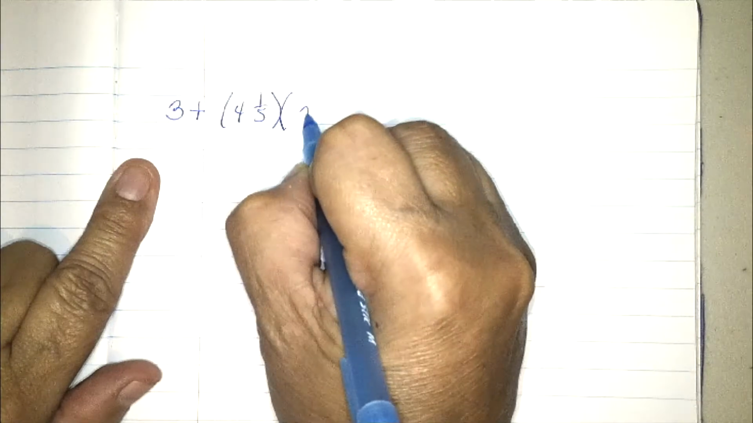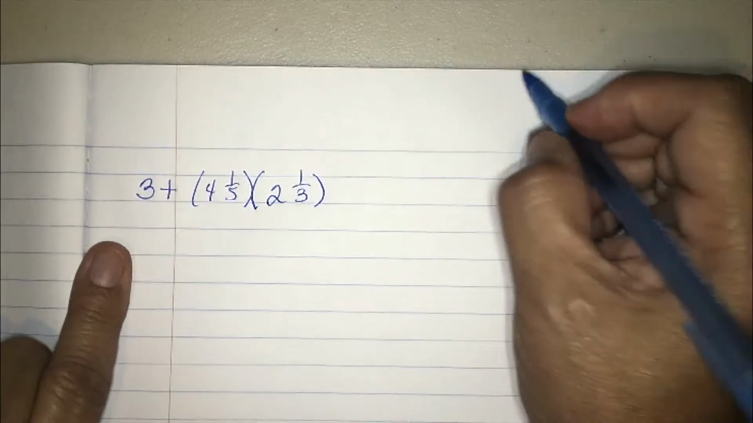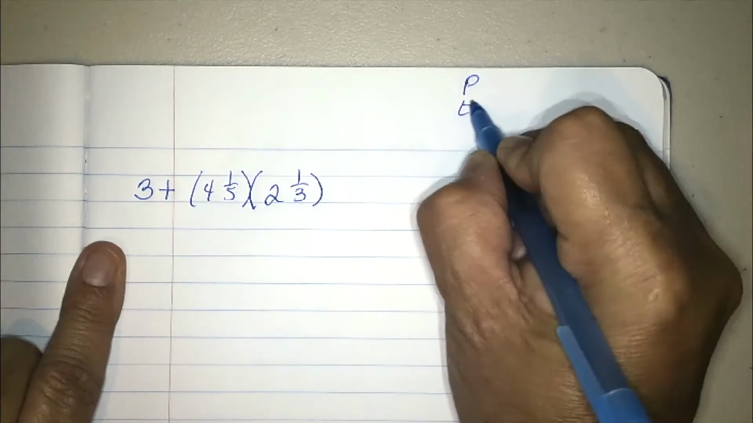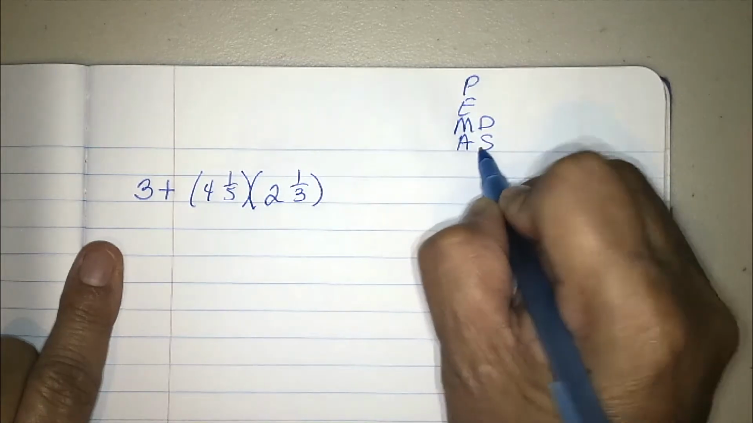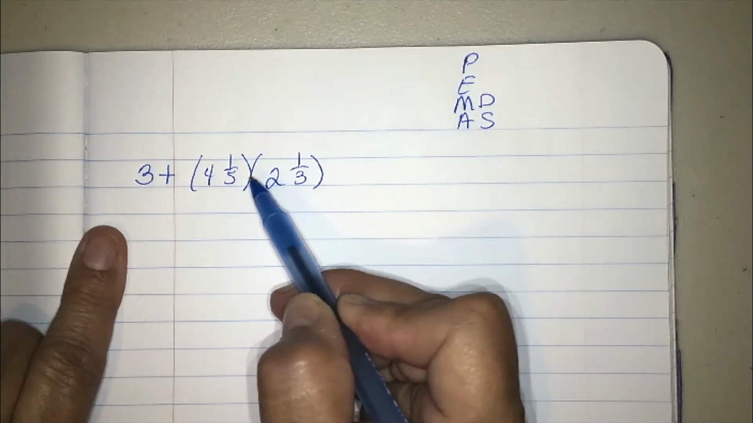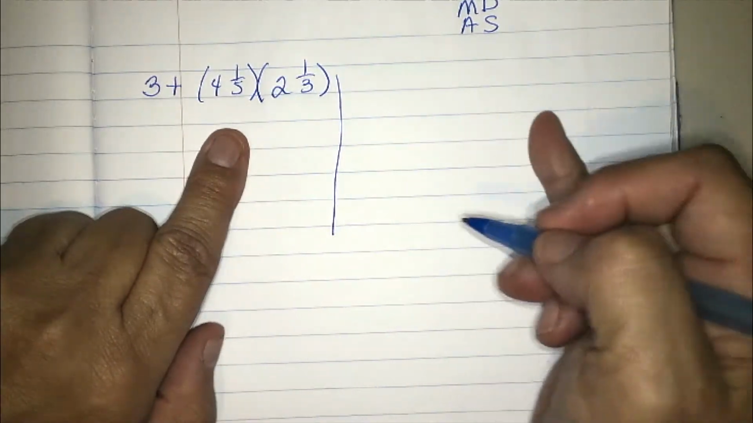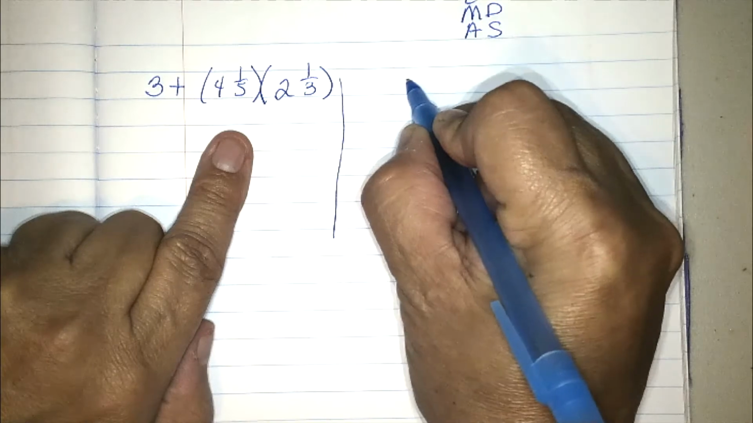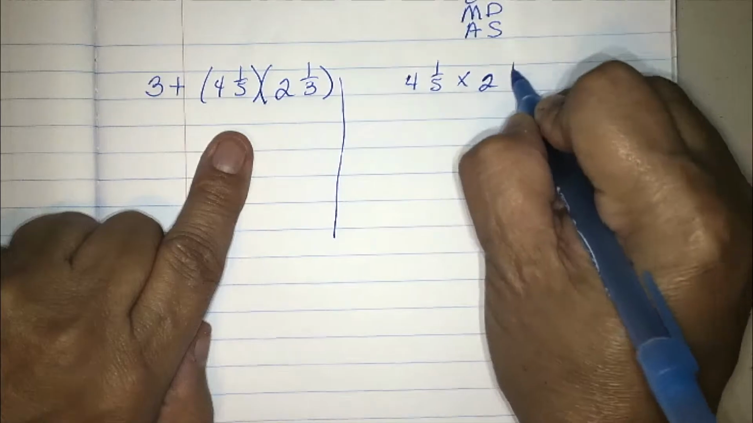I'm going to add 3 plus 4 and 1/5 times 2 and 1/3. Now, according to my order of operations, we do parentheses, exponents, multiply or divide, add or subtract. In this problem, parentheses means to multiply, so I'm going to do this part first. So over here on the right-hand side, let's go ahead and multiply 4 and 1/5 times 2 and 1/3.